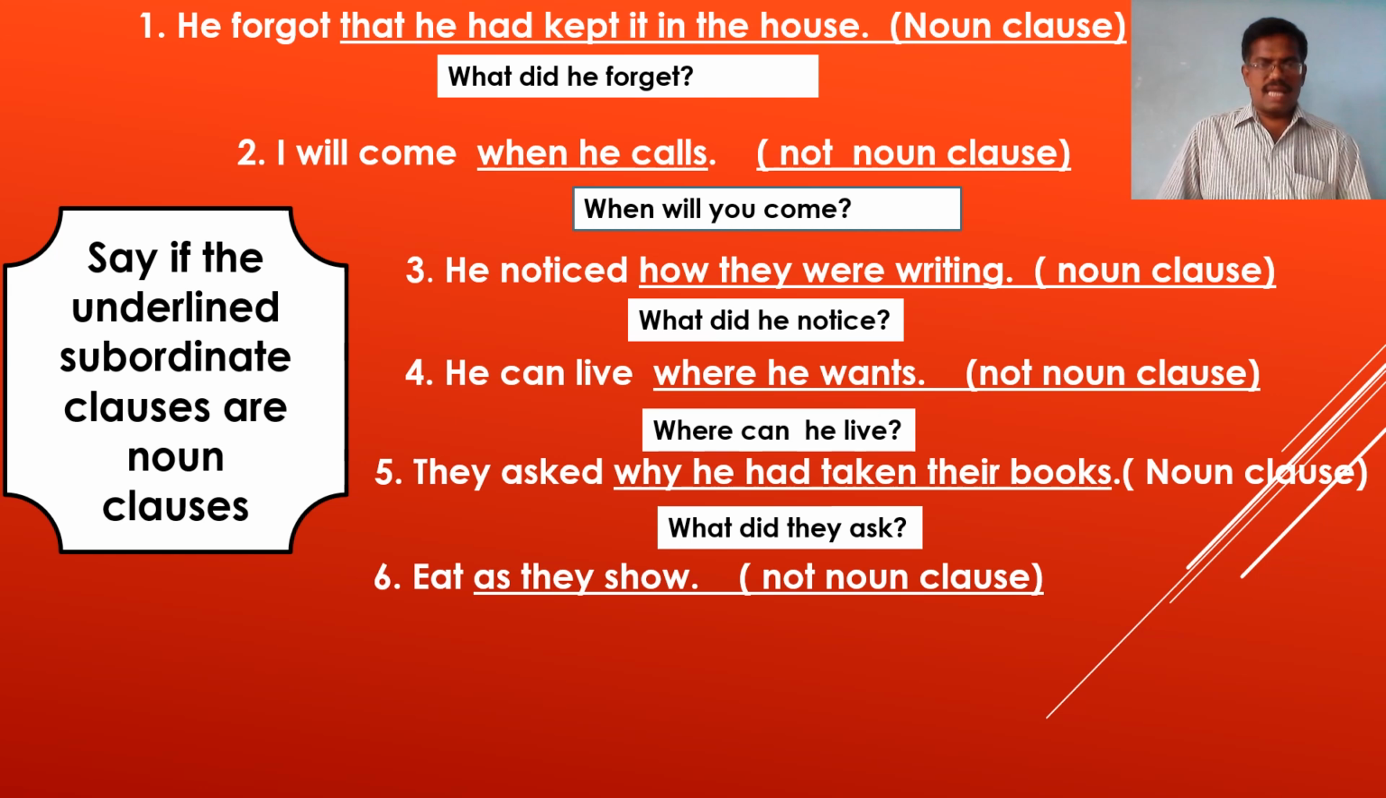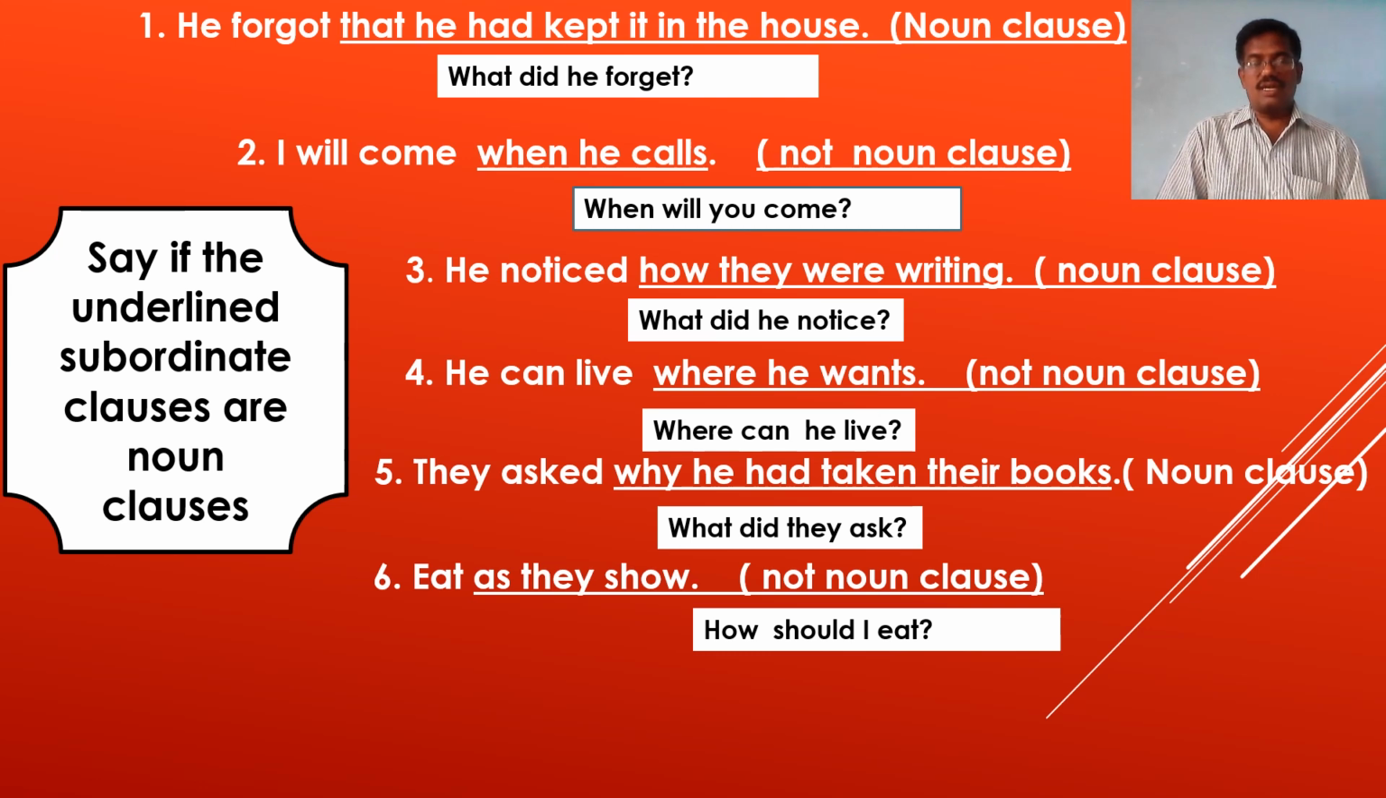And example number 6. Here the underlined part is as they show. Here the underlined part, as they show, is not a noun clause because here it doesn't answer the question word what. Here it answers the question word how. How should I eat? Whenever you ask this one, then the answer will be as they show. So here the underlined subordinate clause, as they show, is not a noun clause because it doesn't answer the question word what.